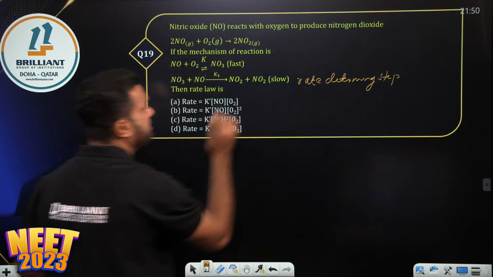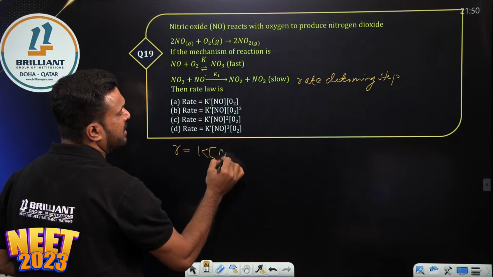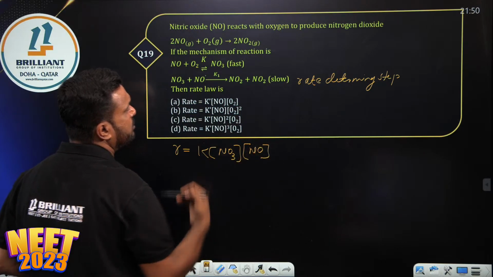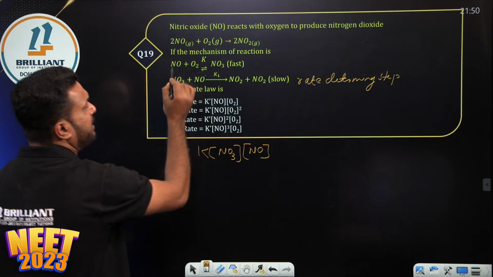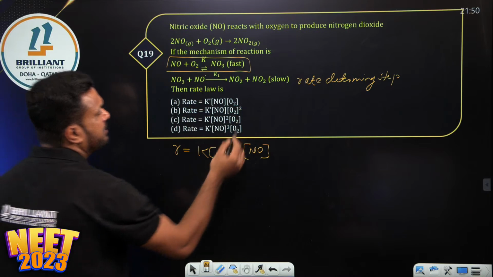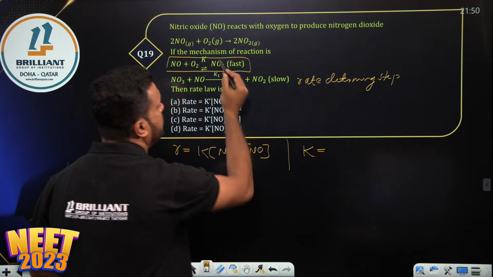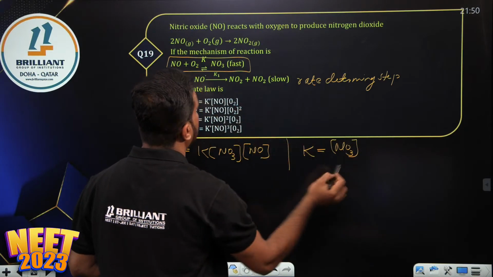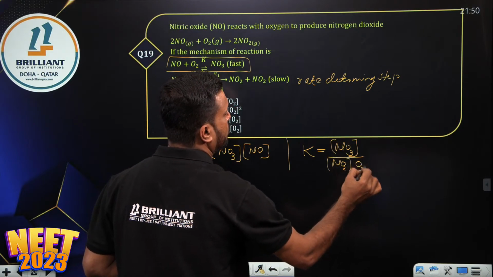In the rate determining step, we can write the rate law first. Small letter r equals K1 into the NO3 concentration into the NO concentration. We don't know the actual powers. But in the fast reversible reaction, what can we apply? The equilibrium constant, K or Kc, same only. K is equal to, on the right hand side, NO3 concentration divided by, in the denominator, NO concentration into O2 concentration.